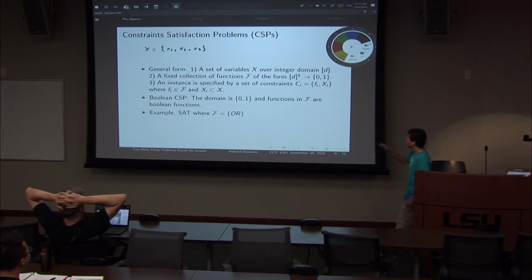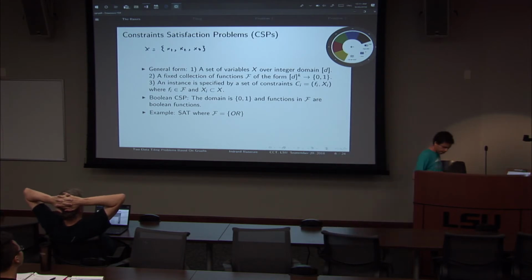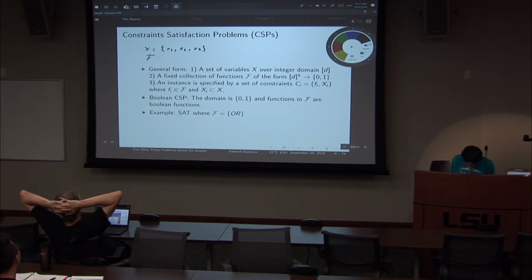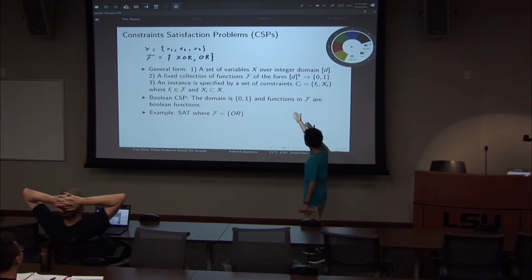So for now, just assume D is just 2. So we are only working with Boolean functions. For simplicity, let's say we have XOR and OR. So I have 2 Boolean functions there. That's my set F.